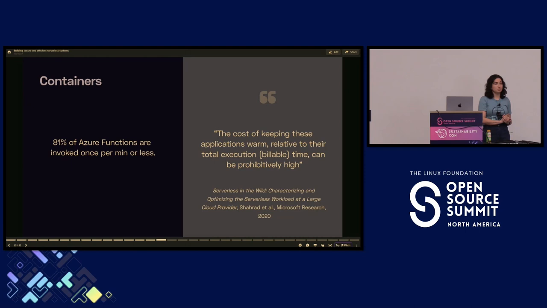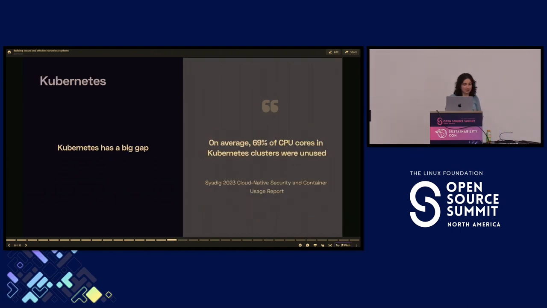It's really hard to have Azure Functions work in a way where they are able to reduce costs, because 81% of these functions are invoked once a minute or less. So that means they have to keep them warm pretty much at all times, because containers take longer to start. But then they're not getting the payout because they're invoked so infrequently. So containers aren't really cutting it for us either.